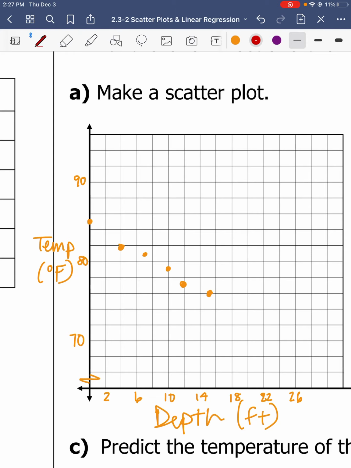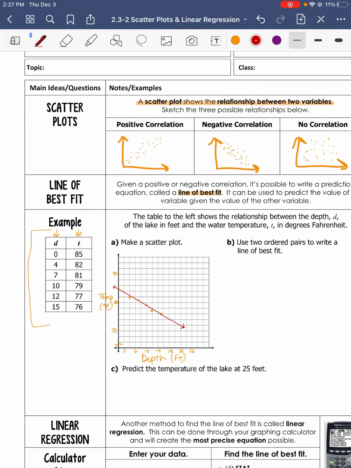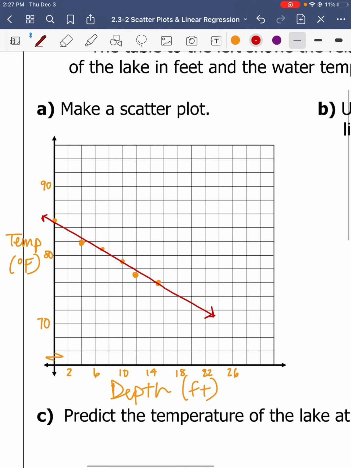So I'm going to pick the first and the last one, and use them to draw a straight line like this. Okay, so I drew a straight line there, and I want the equation for this line. This line looks pretty good. It hits 1, 2, 3, 4 of these, and the other two are very close.